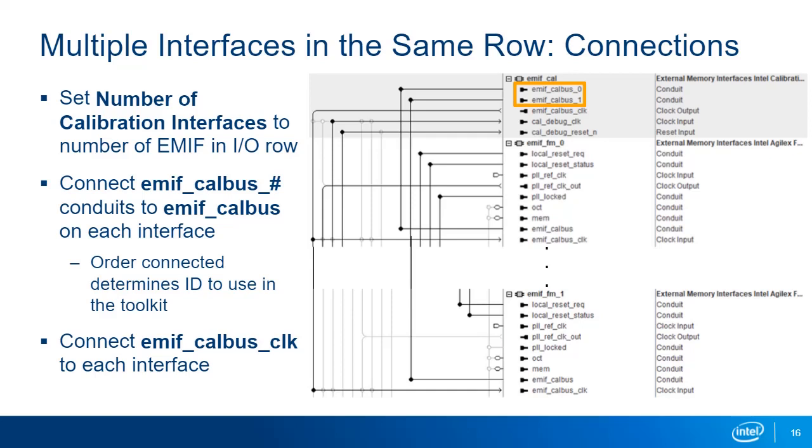The ordering of which calibration IP interface you connect each interface to is important because the identifying number of the calibration IP CalBus interface is used as an ID for which EMIF to debug in the toolkit. Also, don't forget to connect the CalBus clock interface from the calibration IP to each of the additional EMIF IP.